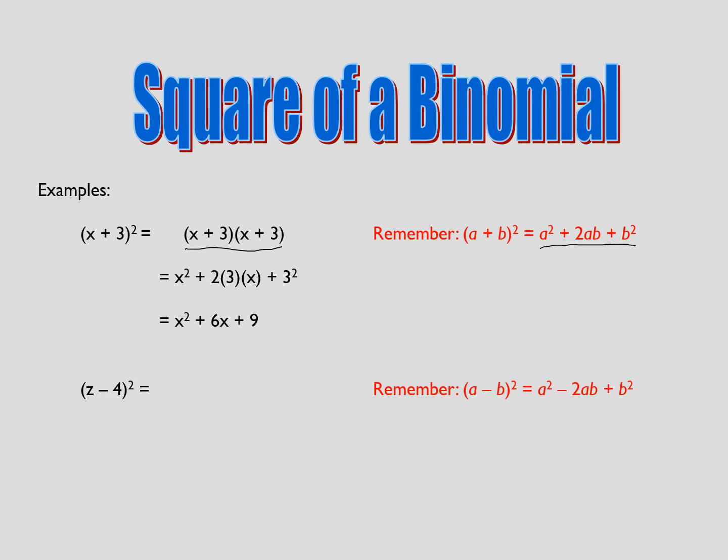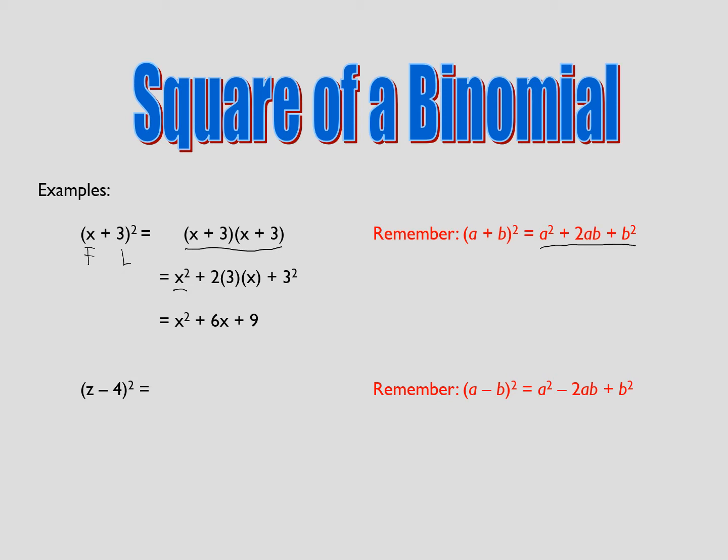Going back to the given, our first term here is x and our last term is 3. So the square of the first term is x squared, and then twice the product of the first term and the last term. So we have 2 times 3, which is the last term, times x, which is the first term. And then we have the square of the last term. Our last term again is 3, so we square it, 3 squared.